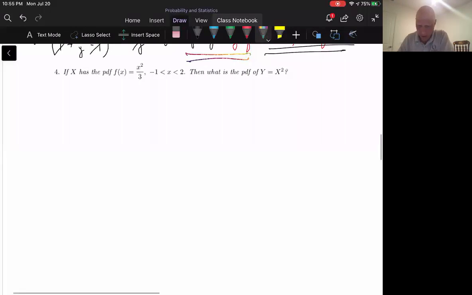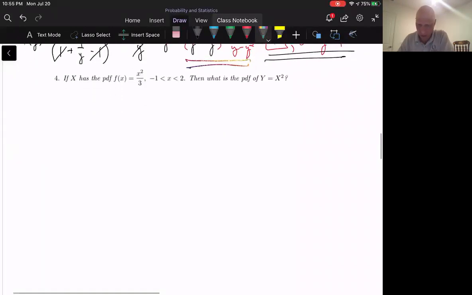All right, so here is the fourth and last problem on this particular method. It says if X has this particular PDF, so this one doesn't have a name, and that's fine. It doesn't have to come from a named known distribution. We want to know what's the distribution of Y when Y equals X squared. How would you start?